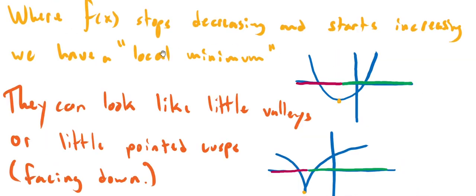Where it has the opposite kind of behavior, where it stops going down and starts going up, that's where it'll have its minimum value. We call these local maxes and mins because maybe the function does something else over here, but as far as nearby points are concerned, this guy's the smallest. And they either look like little valleys or these little downward pointing cusps. These are the two most common kinds of local minimum.